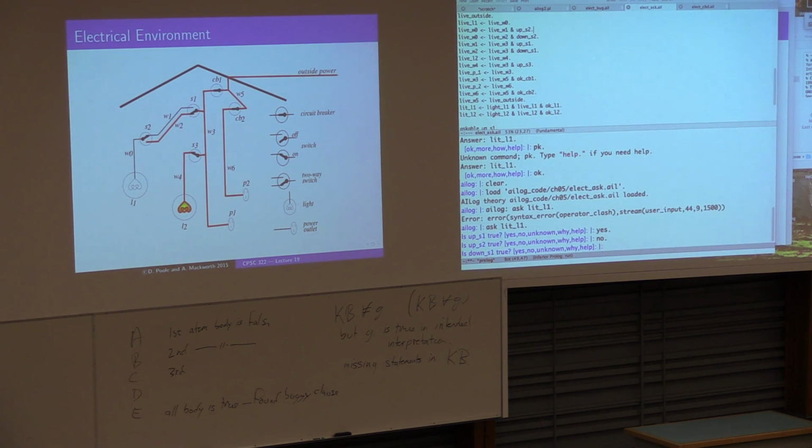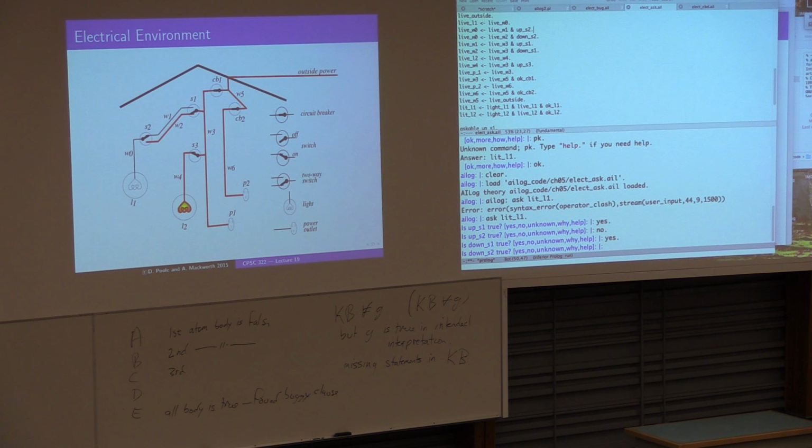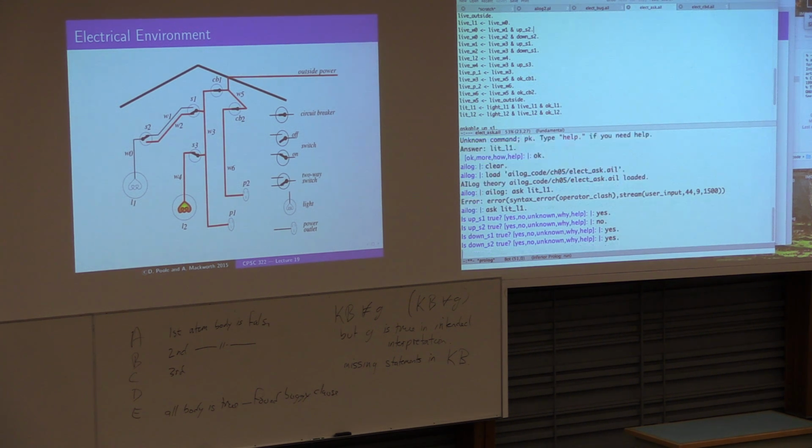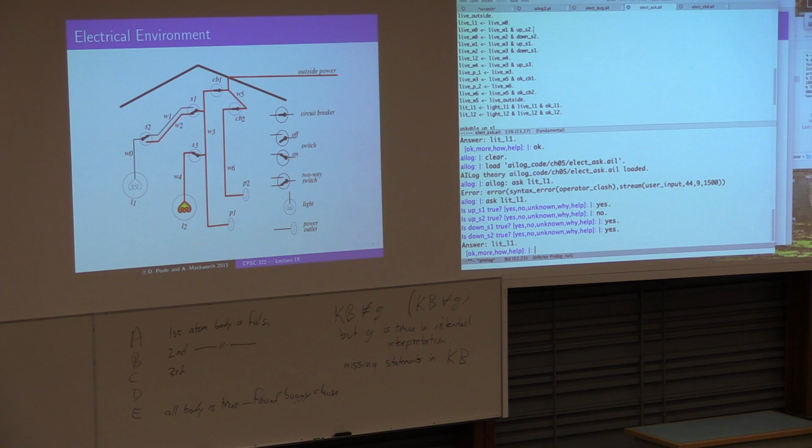So it couldn't prove it this way. So it's going to ask, is down S1 true? What should we say? No or yes? Let's say yes. What about this one? Is up S2 true? Is down S2 true? Sorry. Well, I can ask another question. If you said yes, then it's going to prove it. All right, does that make sense?